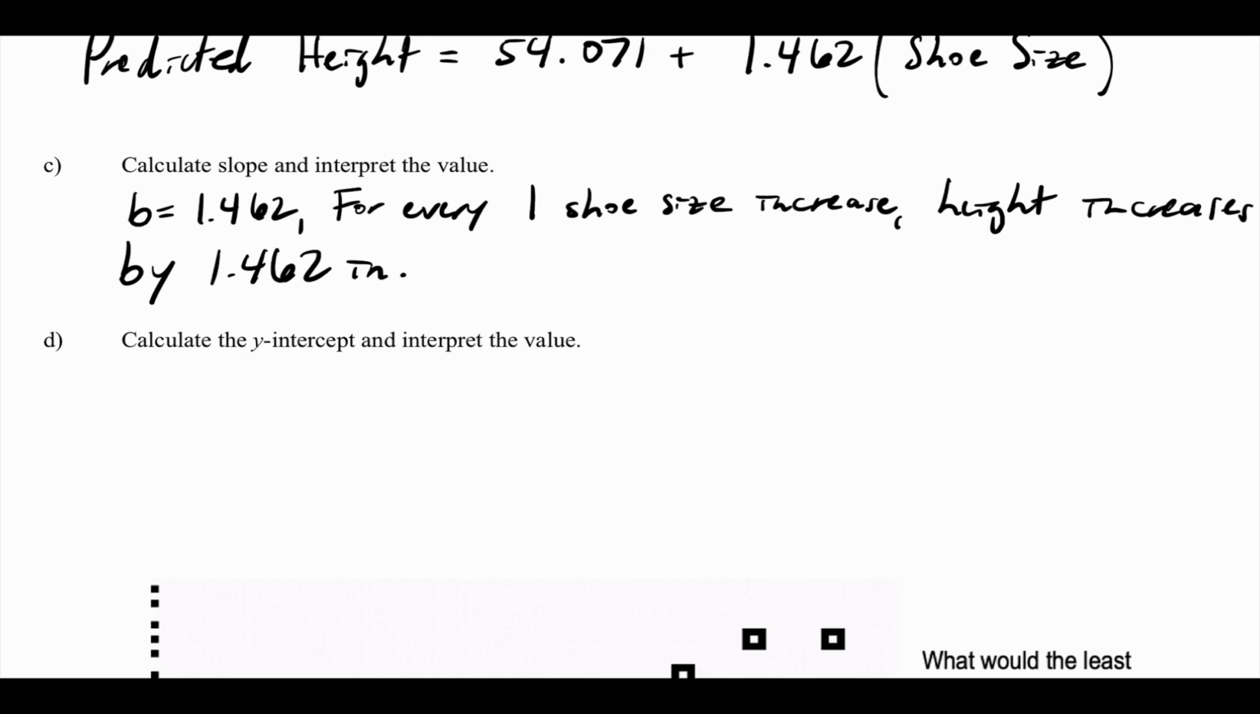So based on the data, every time your foot grows a full size, you're going to get about 1.5 inches taller. Makes sense.